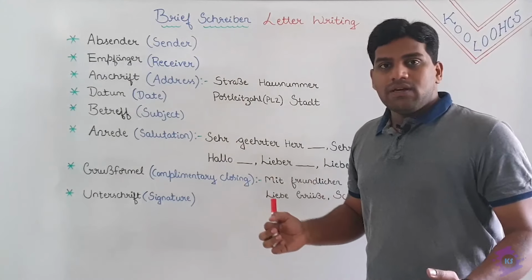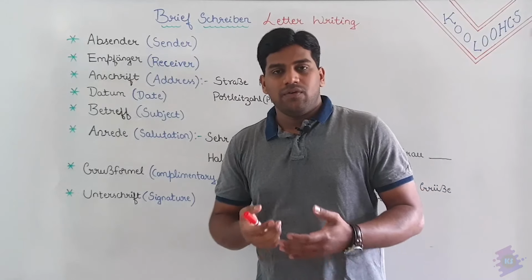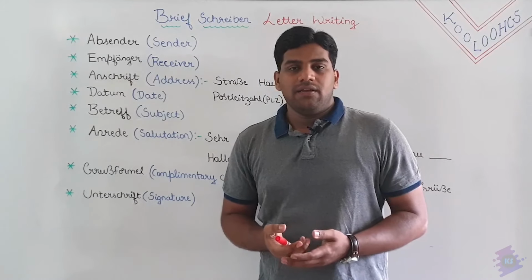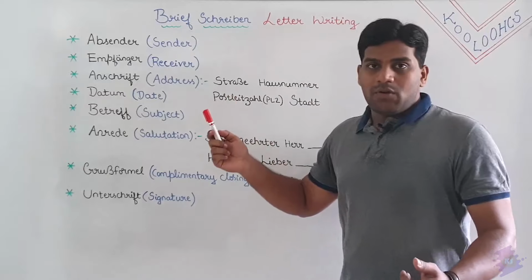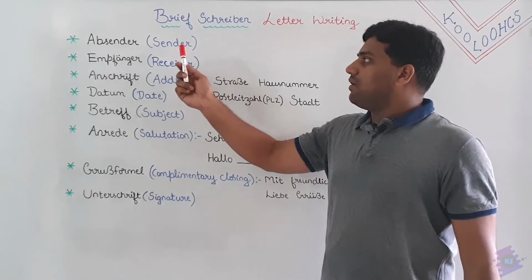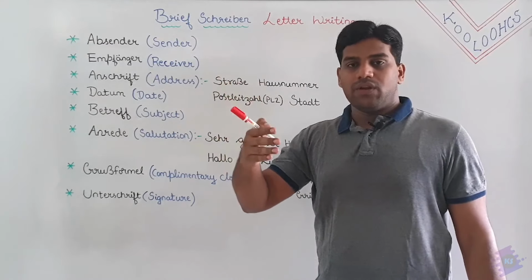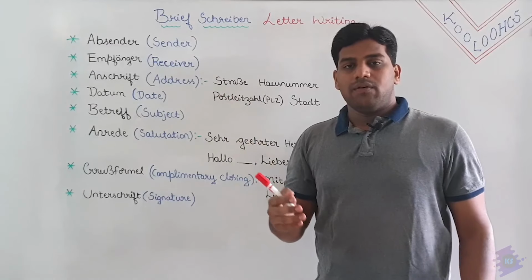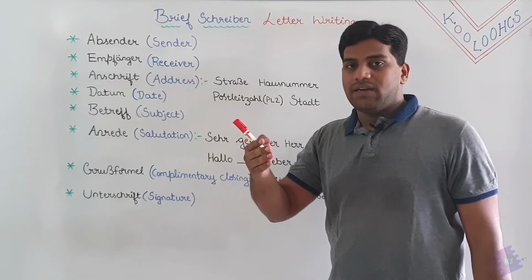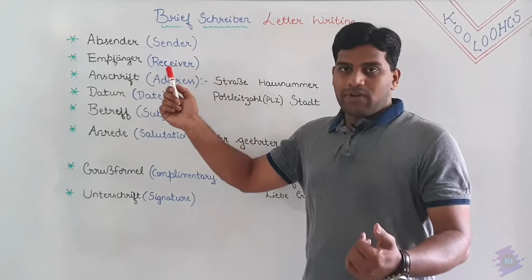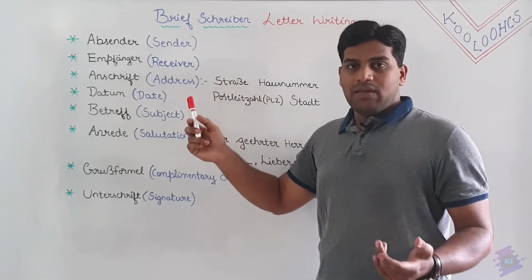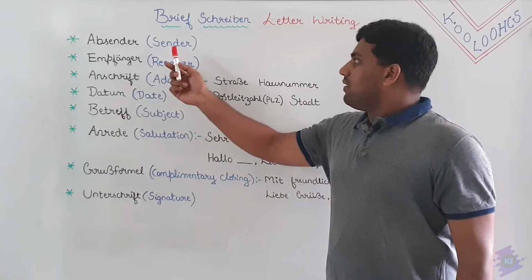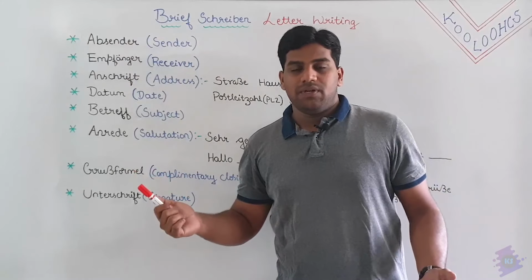So here are different terminologies that we need in writing a letter. The first terminology is sender. You mention your name and address for writing a letter, right, in the beginning. On the left side you mention the sender's name and address. Sender is called Absender in German.